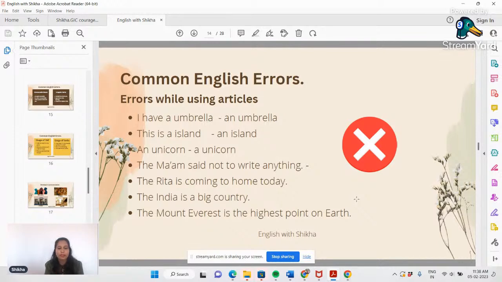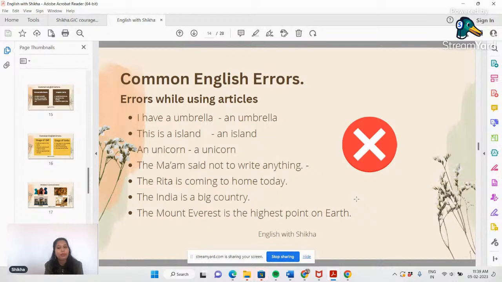In the same way, this is an island. Many people say island with an S sound. No, it is not that, it is "island." Again, this is the pronunciation we want. Okay, many people pronounce it incorrectly. No, it is not that, it is "island." Okay, so what is the correct article we will use here? This is an island. An unicorn? Wrong. It is a unicorn.